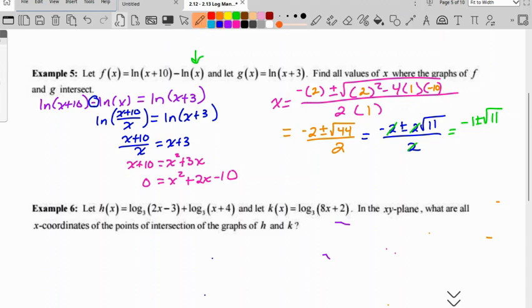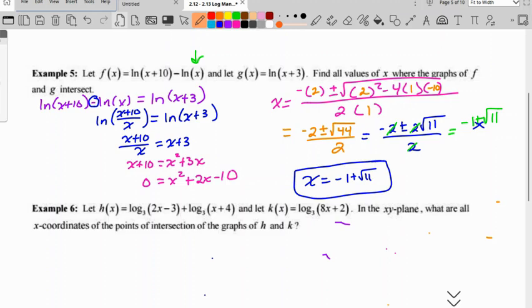When I do the negative option, negative 1 minus 3 is going to be negative. And can we have a negative? No. So we're going to throw out the negative option. And so we get x equals negative 1 plus the square root of 11.